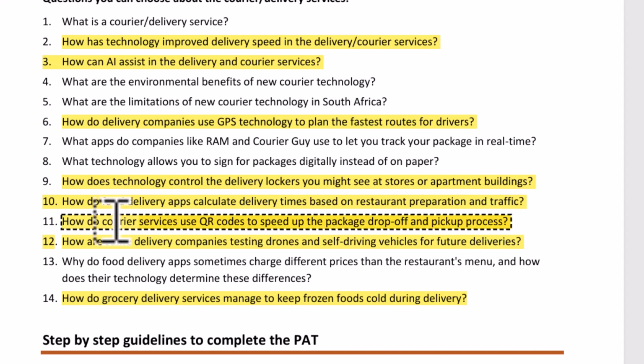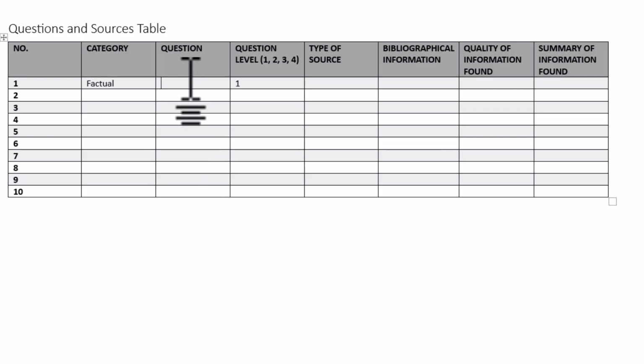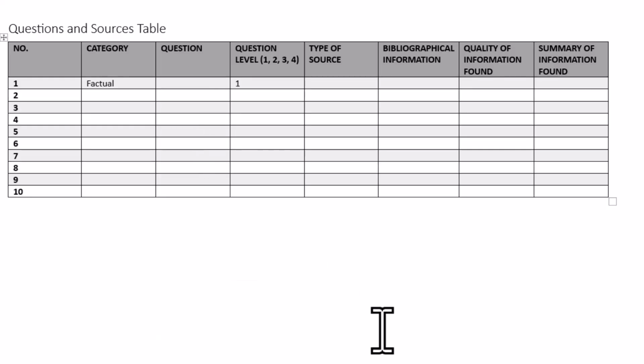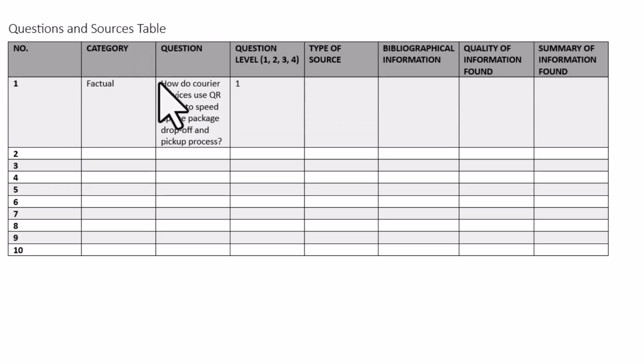So I'm going to take this one, if you don't mind, and I'm going to use that one as my first question in there. Oops, sorry. Guys, I need to get that pasted somehow. Let me go back and get this done quickly. Awesome. Okay, so I've got it in. Right, how do courier services use QR codes to speed up the package drop-off and pickup process?